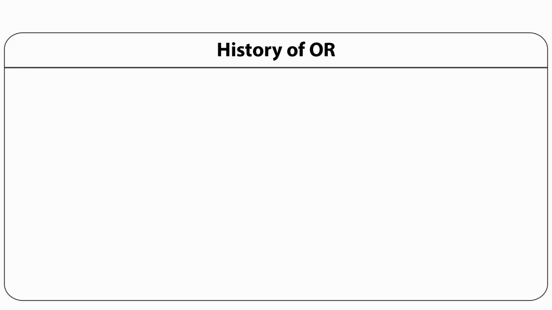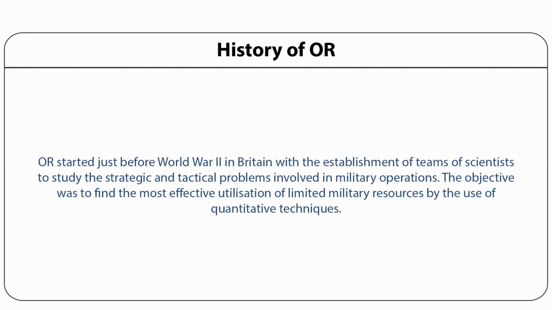History of operations research. OR started just before World War II in Britain with the establishment of a team of scientists to study the strategic and tactical problems involved in military operations. The objective was to find the most effective utilization of limited military resources by the use of quantitative techniques. It was adopted by the industry after the World War II.